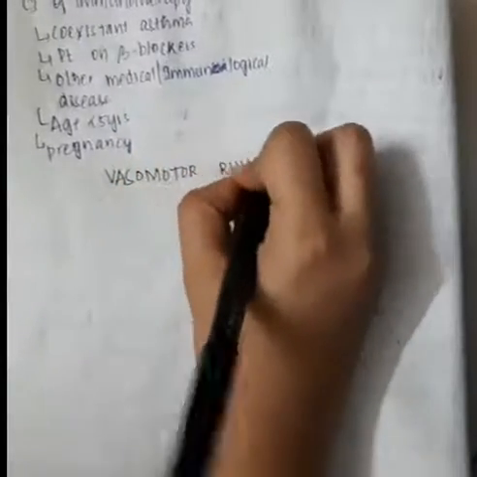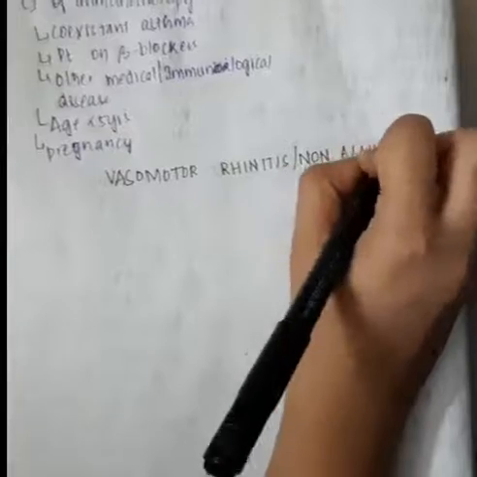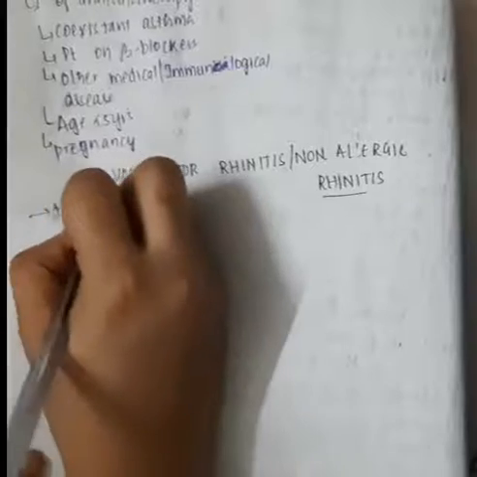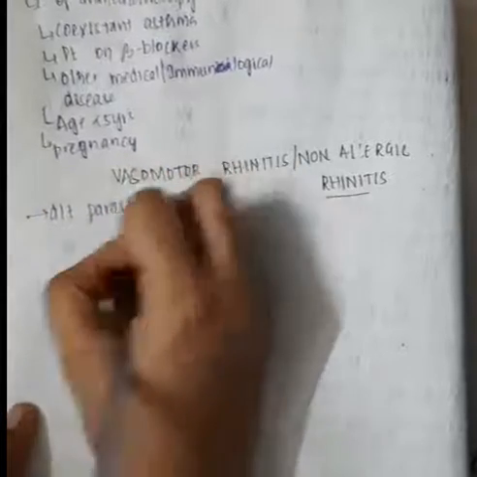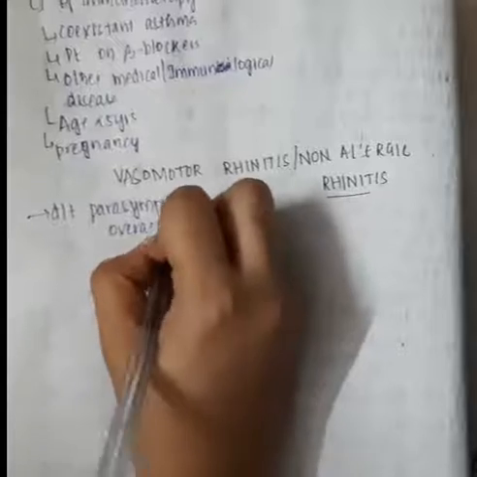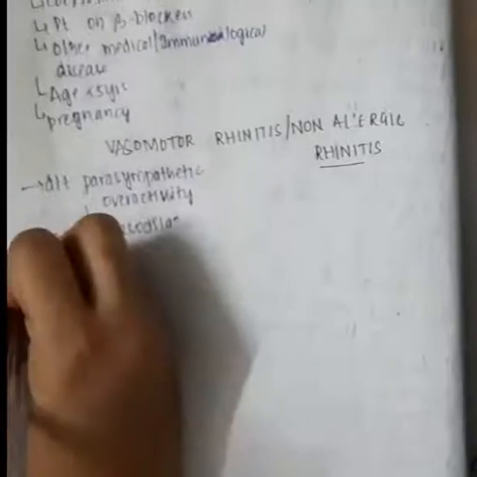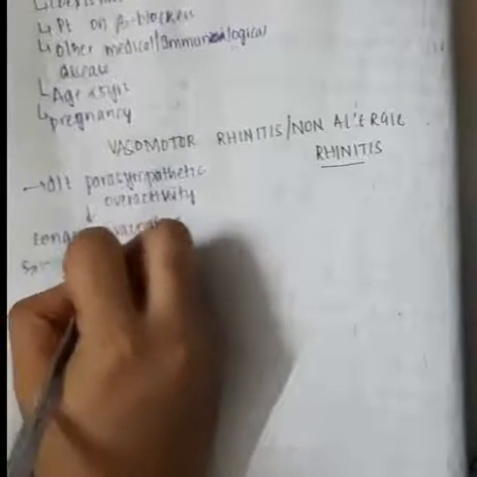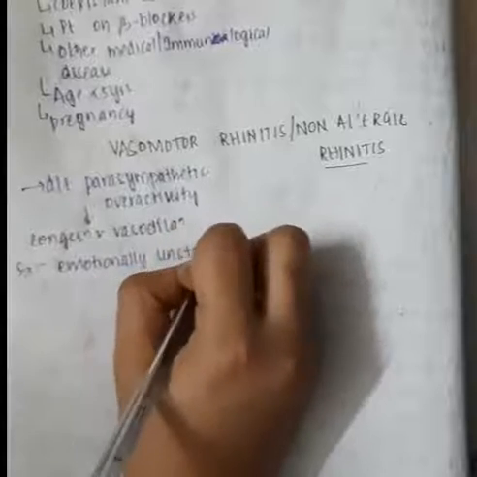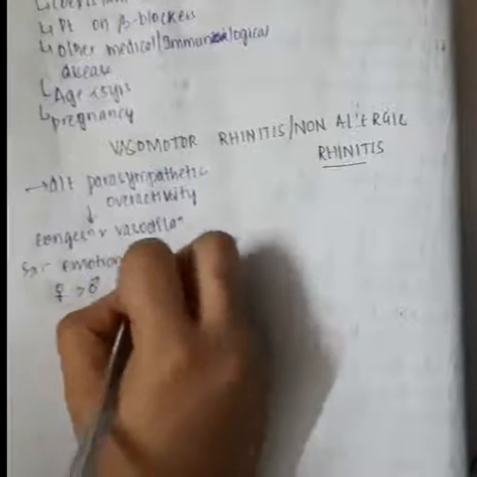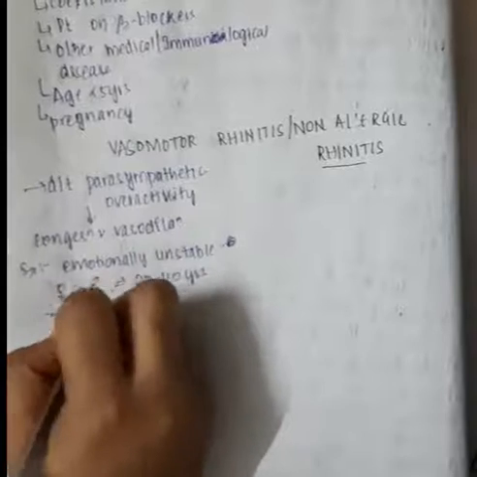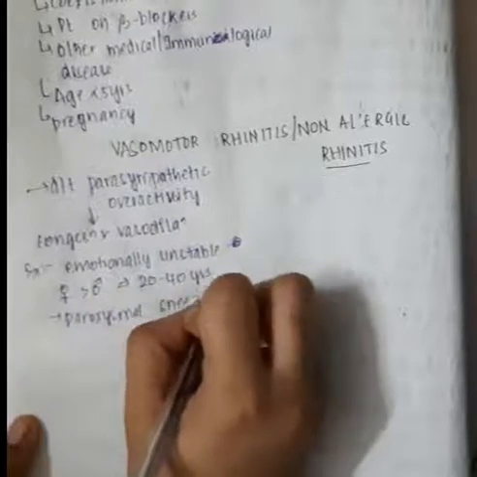Then we have the next topic, which is vasomotor rhinitis. In vasomotor rhinitis, or non-allergic rhinitis, it mainly occurs due to parasympathetic overactivity, and this parasympathetic overactivity causes congestion and vasodilatation. If you see symptoms, it occurs in emotionally unstable patients. It is more commonly seen in females compared to males, commonly at 20 to 40 years.